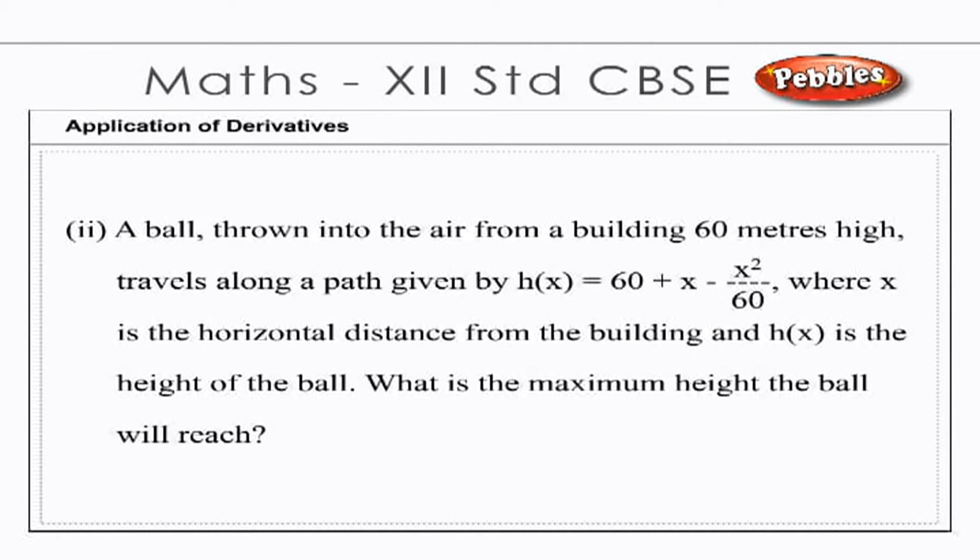A ball thrown into the air from a building 60 meters high travels along a path given by h of x is equal to 60 plus x minus x square by 60, where x is the horizontal distance from the building and h of x is the height of the ball. What is the maximum height the ball will reach?